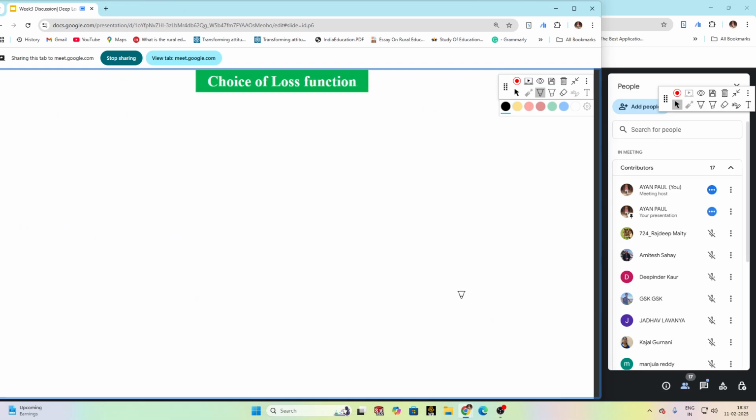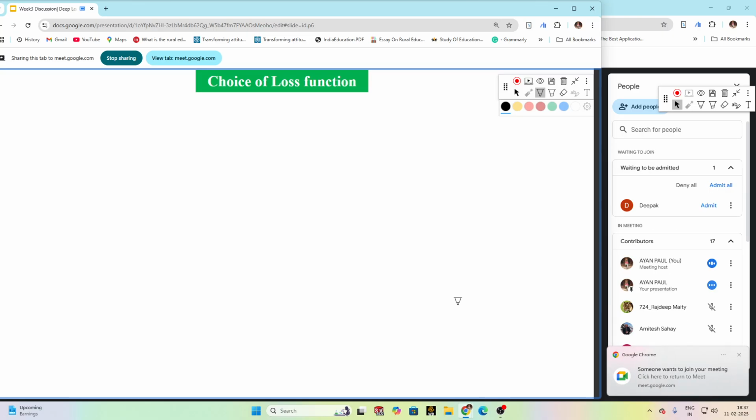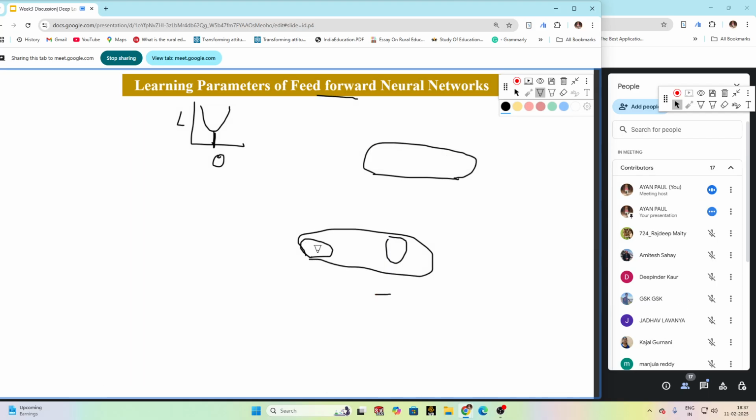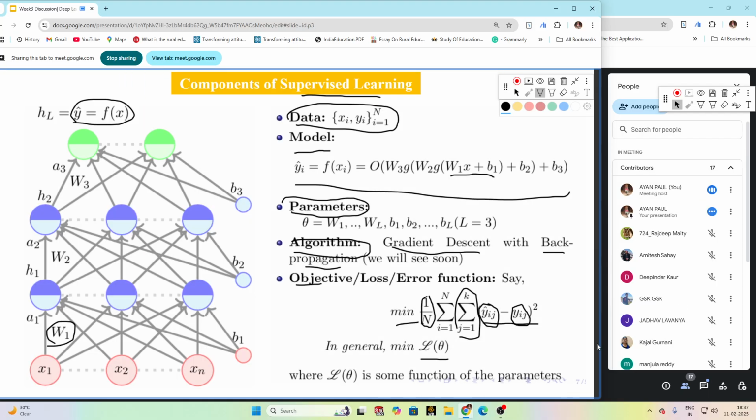Now, the choice of loss function. We just understood the choice of activation function in the hidden layers and the output layer. Now, between the output layer and the true value of the output, the function we use is the loss function that we have just seen in this section. So what type of loss function do we use for classification and regression?